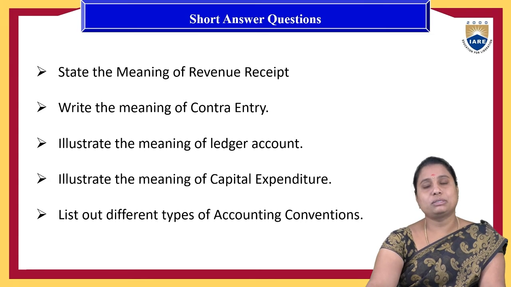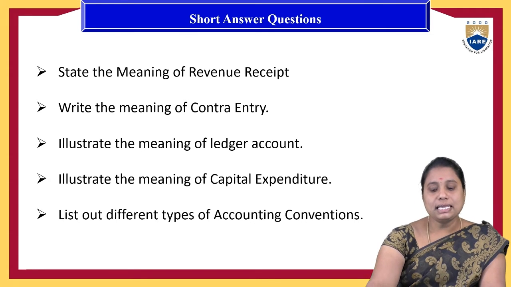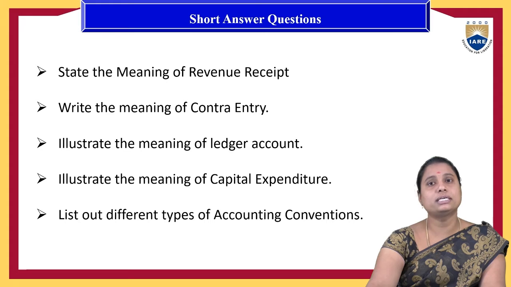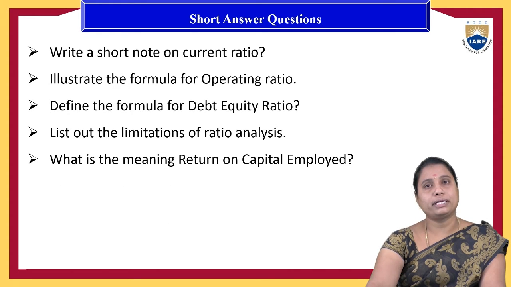We need to write with some examples, and list out different types of accounting conventions. So five types of accounting conventions are all there. We need to write about those accounting conventions. And write a short note on current ratio.